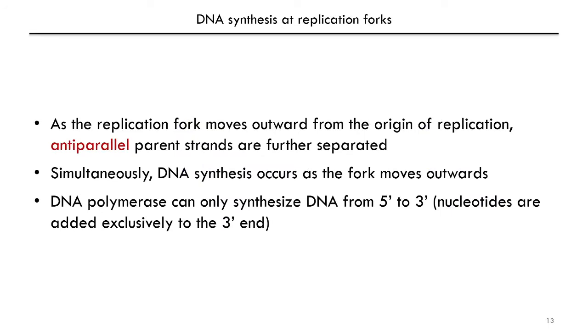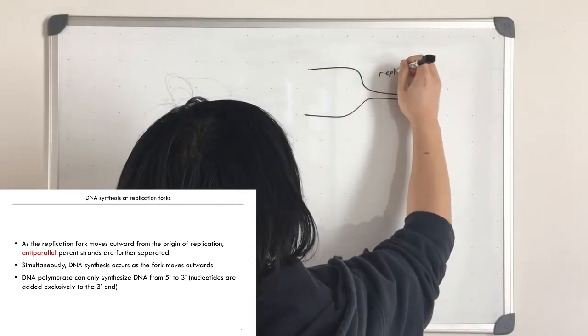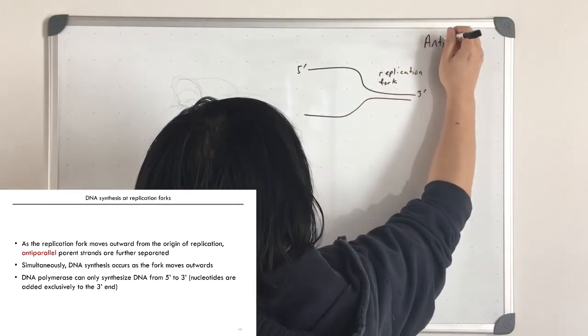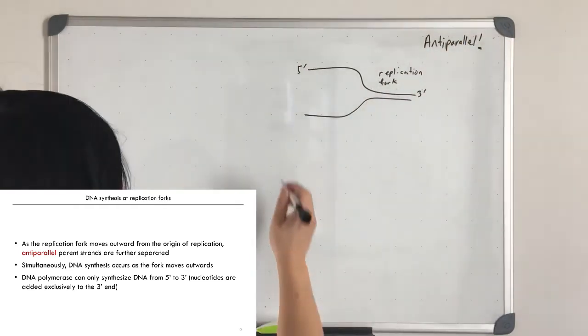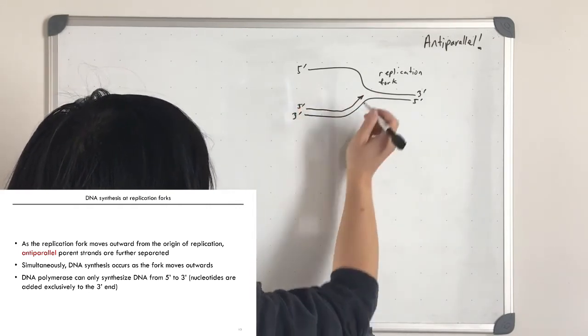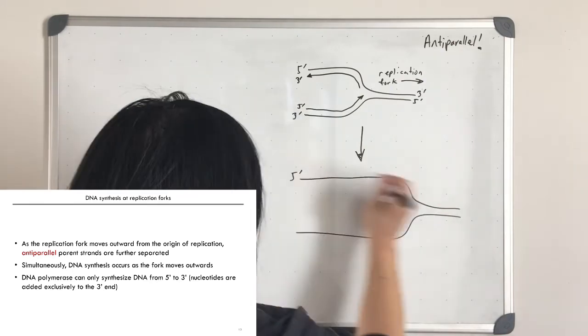As the replication fork moves outward from the origin of replication, anti-parallel parent strands are further separated. Simultaneously, DNA synthesis occurs as the fork moves outward. DNA polymerase can only synthesize DNA from 5' to 3', and the strand that is being synthesized in this direction towards the replication fork continues as the template strands are separated and the fork moves outwards.